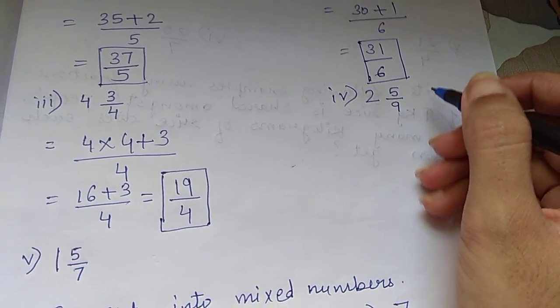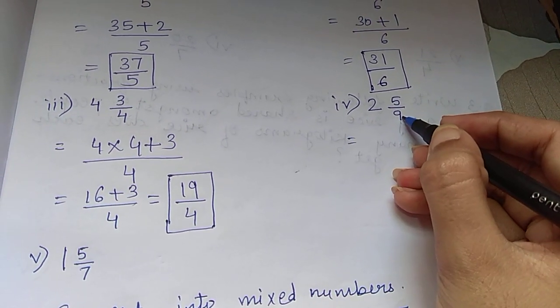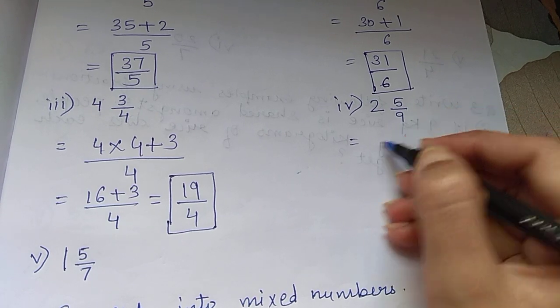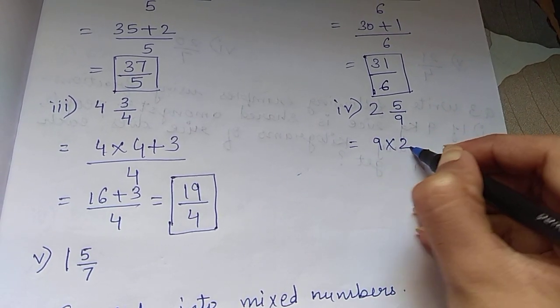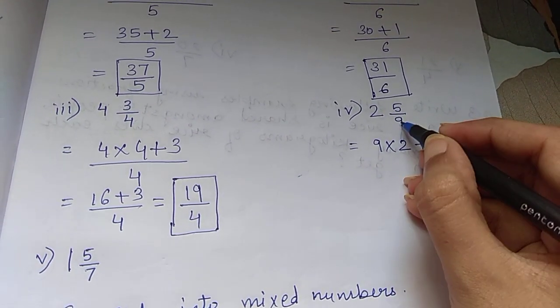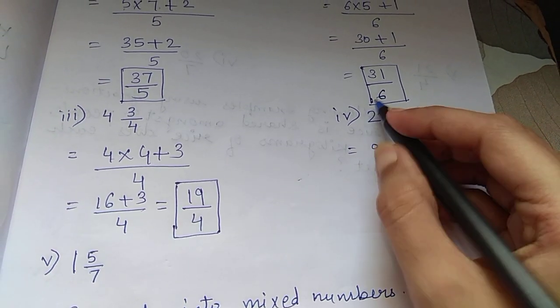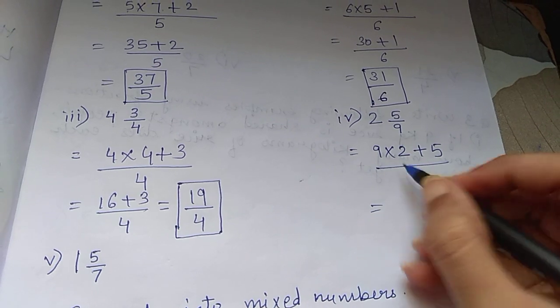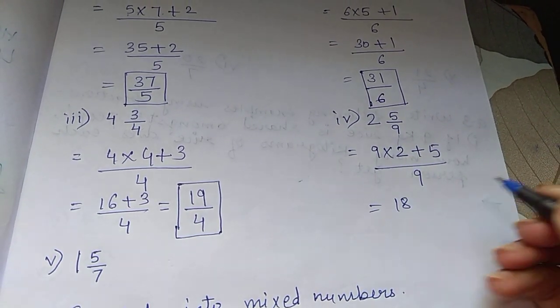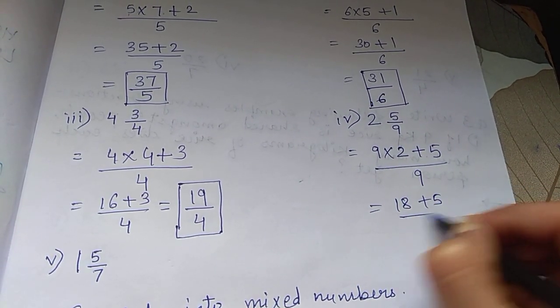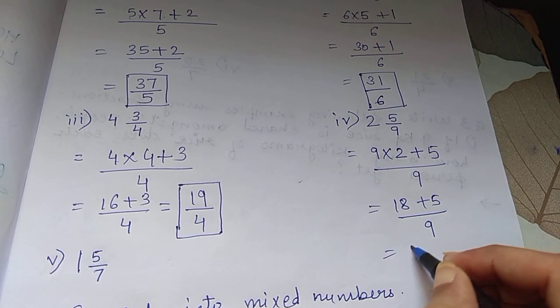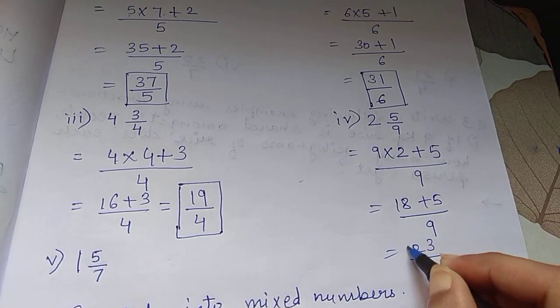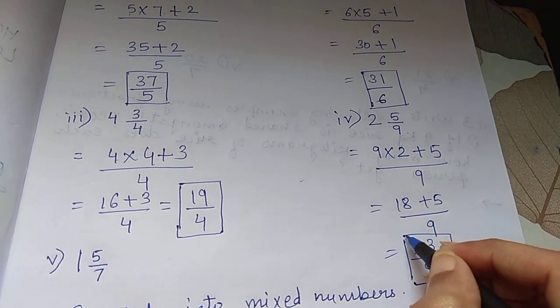2 5 upon 9. Starting with 9, again going in a circular form. So 9 twos are plus 5. Down to up multiply and then add, upon 9. So 9 twos are 18 plus 5. 18 plus 5 gives us 23 upon 9, our final answer.